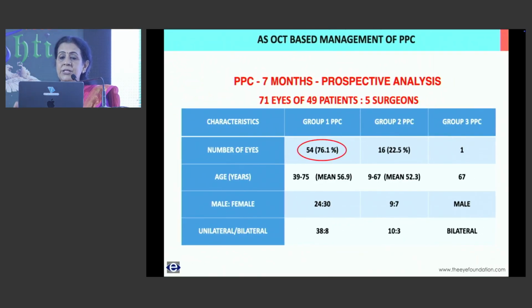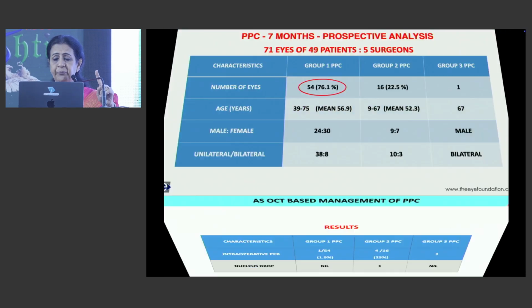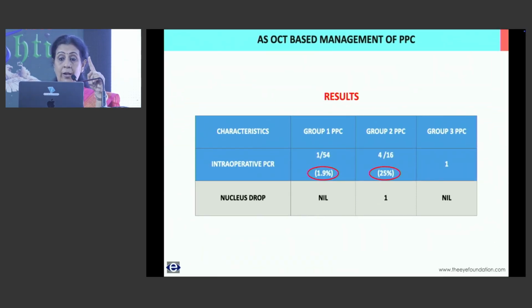We did an analysis of 71 eyes of 49 patients operated by 5 surgeons in the period of 7 months. There were 54 eyes in group 1, 16 eyes in group 2, and 1 in group 3. Now, in group 1, there should not be any PCR, but in this one particular surgeon was a little careless about the steps of the surgery, which only induced that PCR and not because it was a polar cataract.